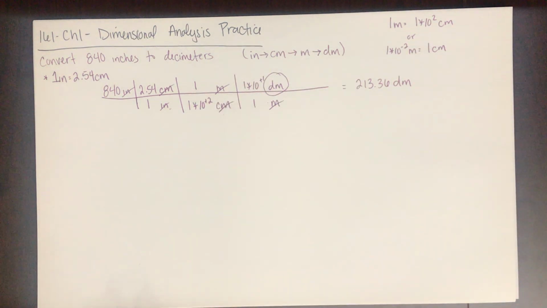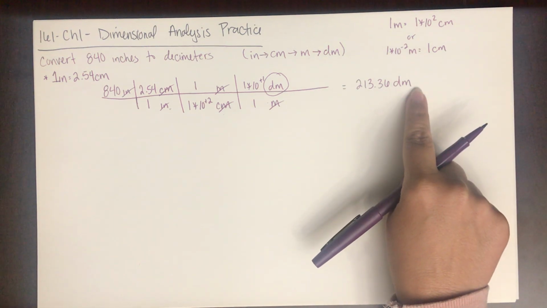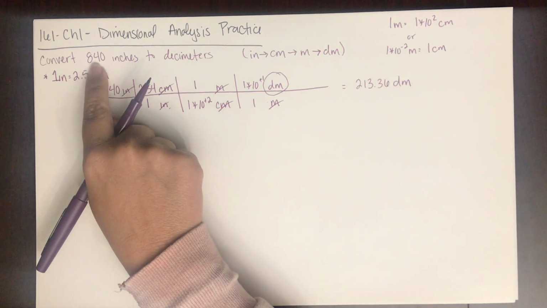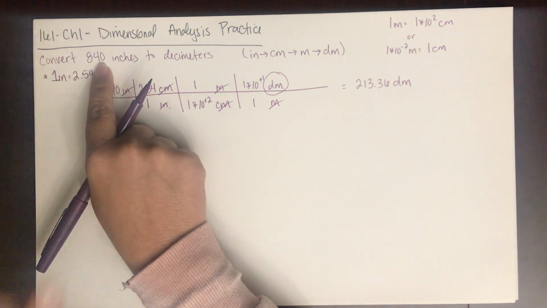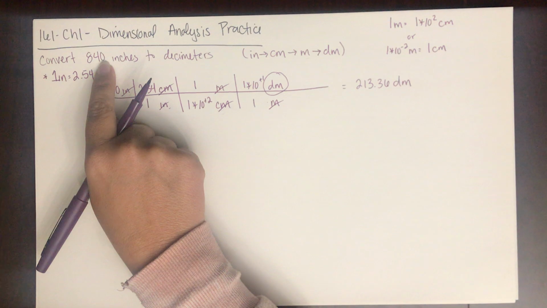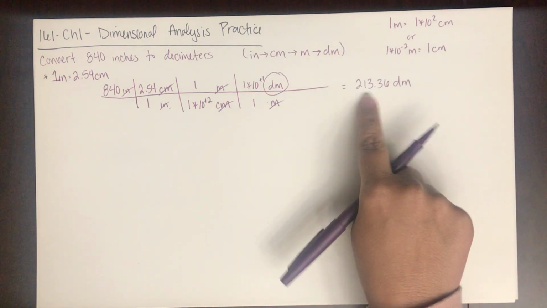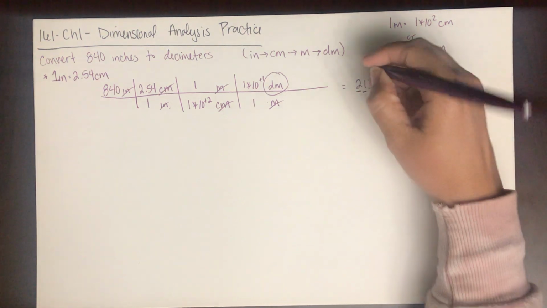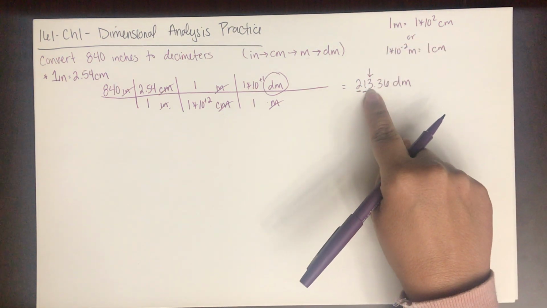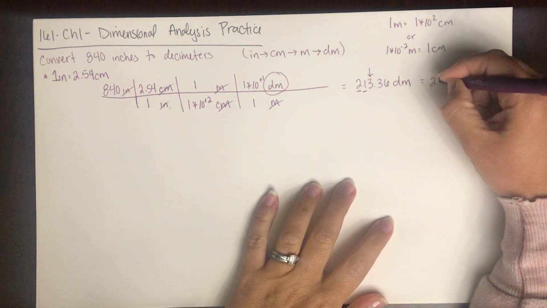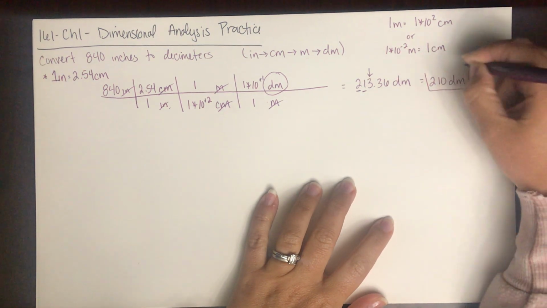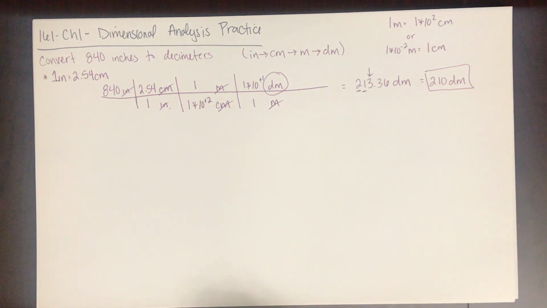So if this was the question I gave you, convert 840 inches to decimeters, and you gave me this answer, you would lose 1 point. Even though the math is correct and the unit is correct, the significant figures is not. This number, 840, has 2 significant figures, because this 0 is not significant at the end of a number with no decimal point. My answer needs to have 2 significant figures. So I look at the first 2 numbers, I look to the next one, it's less than 5. So my answer is going to be 210 decimeters. And that is the most correct answer.